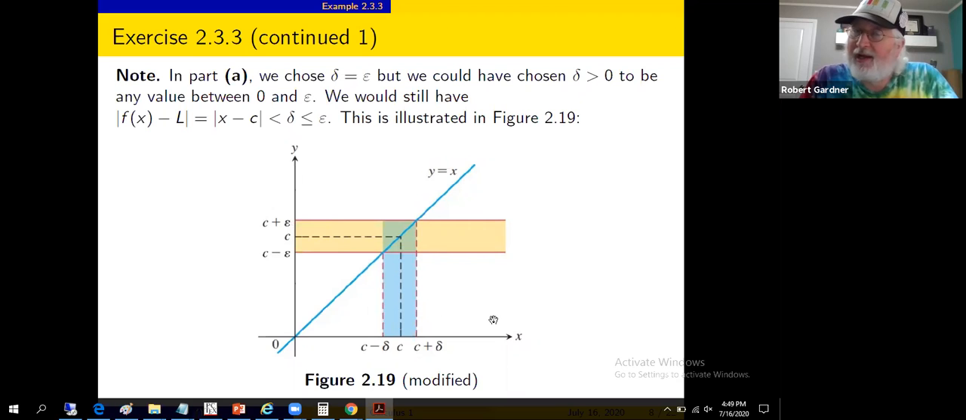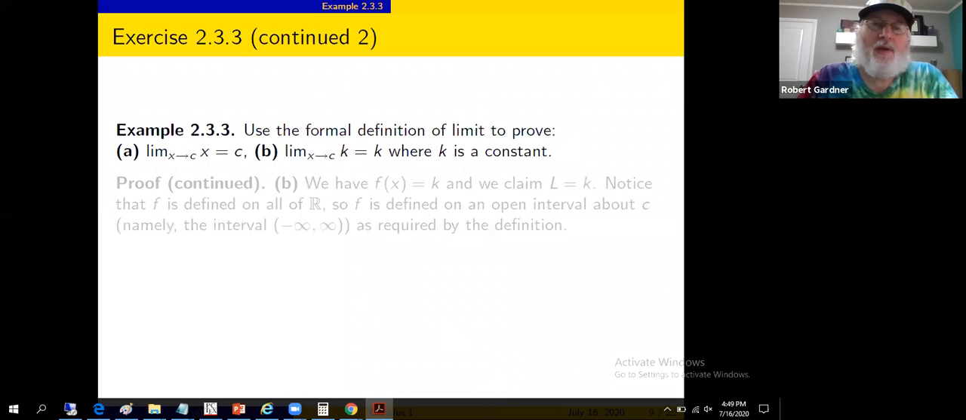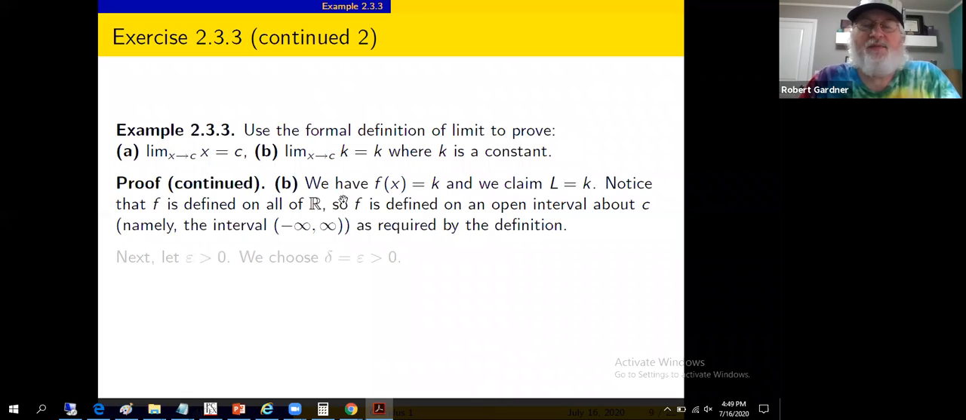So when we have lines with non-zero slopes, it's easy to go through and figure out the epsilons and deltas. When we have functions more complicated than lines, it's a bit more of a chore, as we'll see. Part B dealt with a constant function. Is there an interval about C where the constant function is defined, except possibly at C? Yeah, it's constant everywhere. Take the whole real line. So we do need to do this step 0, I've been calling it, to confirm that the function is defined close to C. Yeah, it's defined everywhere.